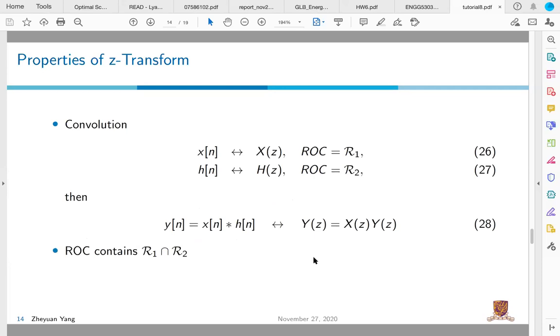The last one is the convolution. So if our input is x[n] with Z transform X(z) and ROC equal to R1, and the impulse response in the time domain is h[n], and the frequency response is H(z) with ROC equal to R2. H(z) is also called the transfer function. If we want to get the output y[n], which is the convolution of x[n] and h[n], in the Z domain the capital Y(z) is equal to the capital X(z) times H(z). Sorry, there's a typo, it should be H(z). Also, the ROC of Y(z) should contain the intersection of R1 and R2. So this is the convolution property.